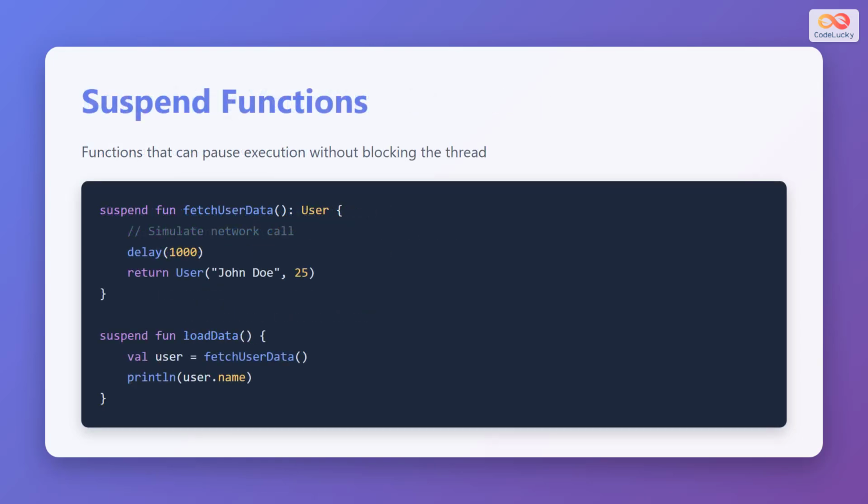Suspend functions are the building blocks of coroutines. A suspend function is a special type of function that can pause its execution without blocking the thread it's running on. To create a suspend function, you simply add the suspend keyword before the fun keyword. For example, suspend fun fetchUserData returns a user object. Inside this function, you can use delay to simulate a network call that takes time. The delay function pauses the coroutine for the specified time, in this case 1,000 milliseconds or 1 second, without blocking the thread. You can only call suspend functions from other suspend functions or from within a coroutine.